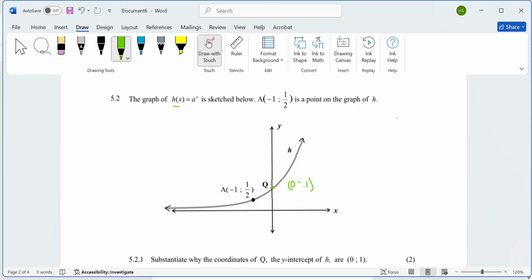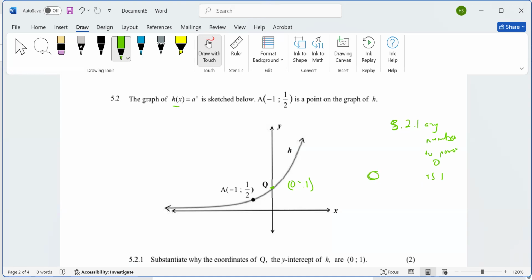What did you say? I said because anything to the power of 0 is equal to 1. Any number to the power of 0 is equal to 1. You can do it mathematically. In fact, they want it mathematical.